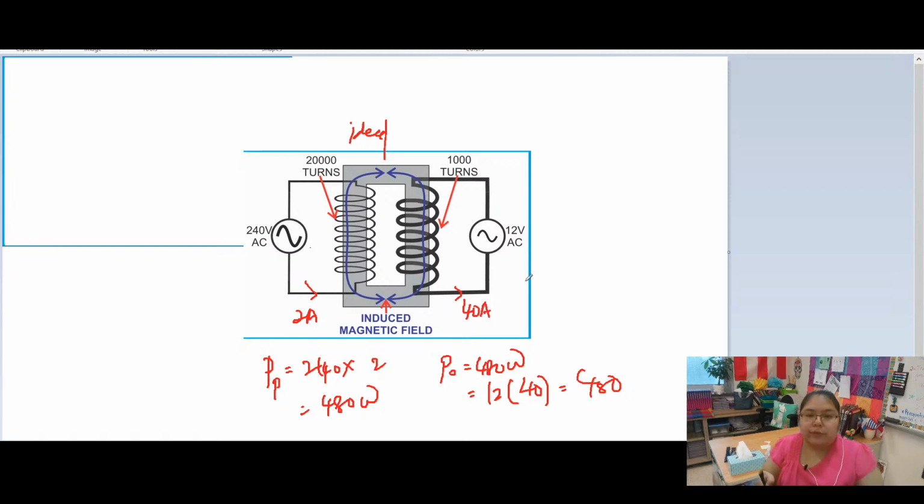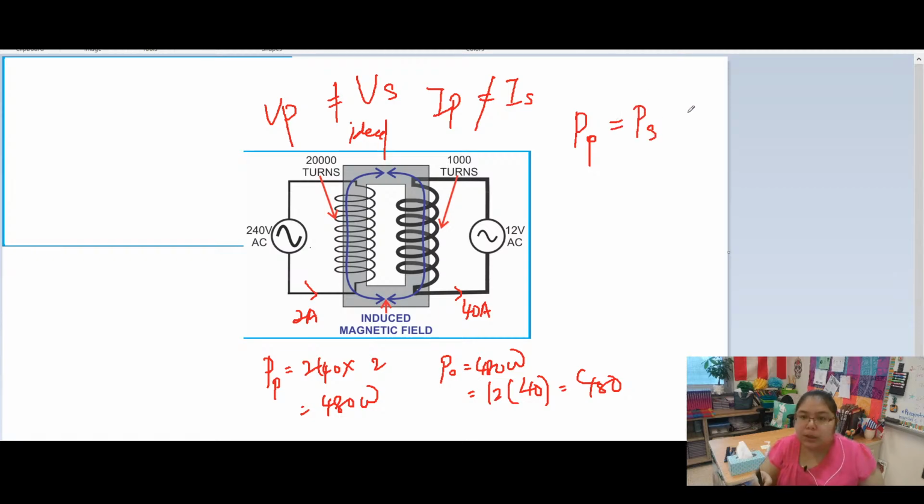One of the questions we ask: for an ideal transformer, must the voltage of the primary and secondary coil be the same? The answer is no. Voltage primary equals voltage secondary, the answer is no, although it is an ideal transformer. IP equals IS, the answer is also no. Power output equals power primary, PO equals PS, yes, this one is correct for the ideal transformer.